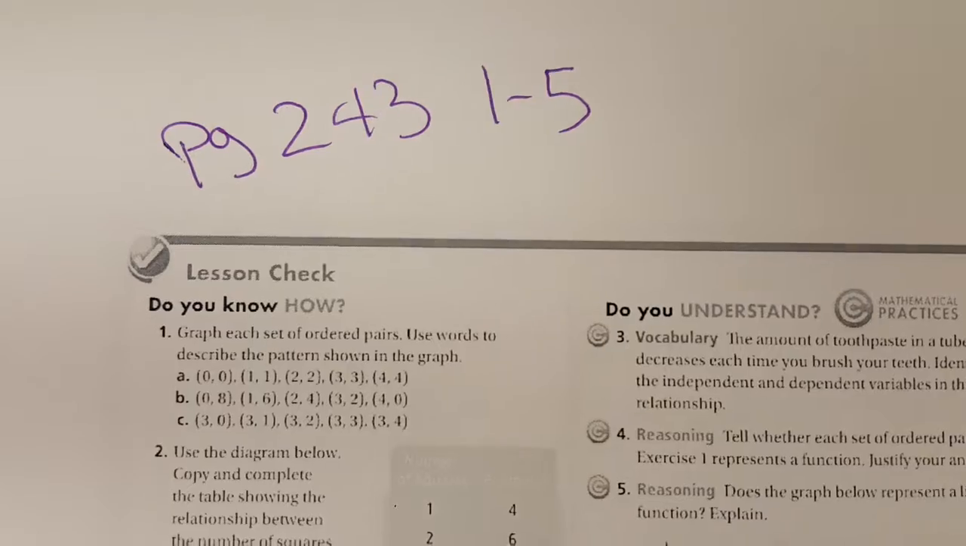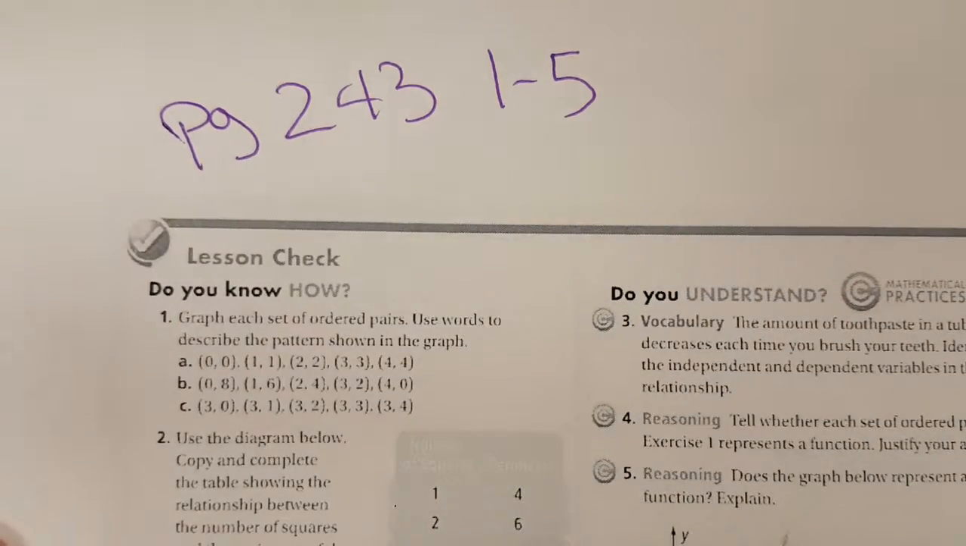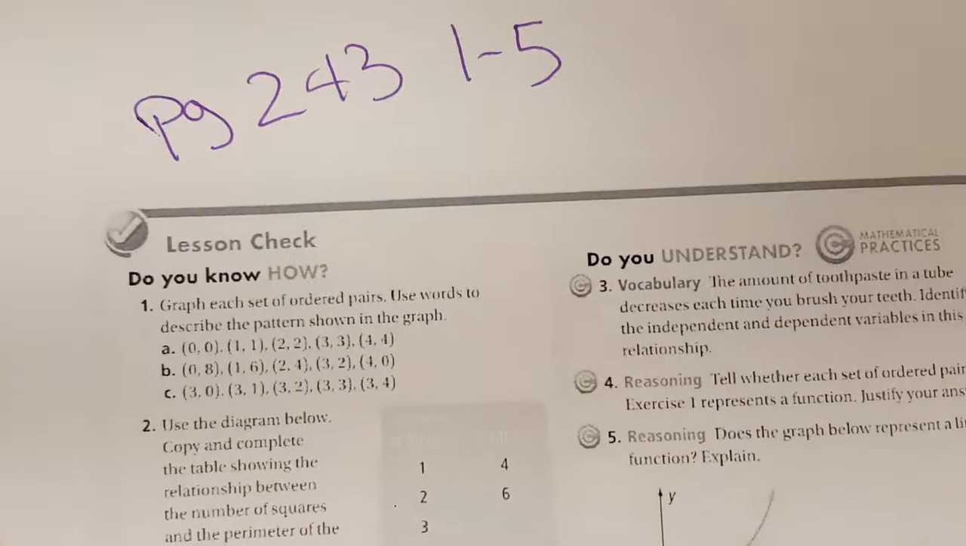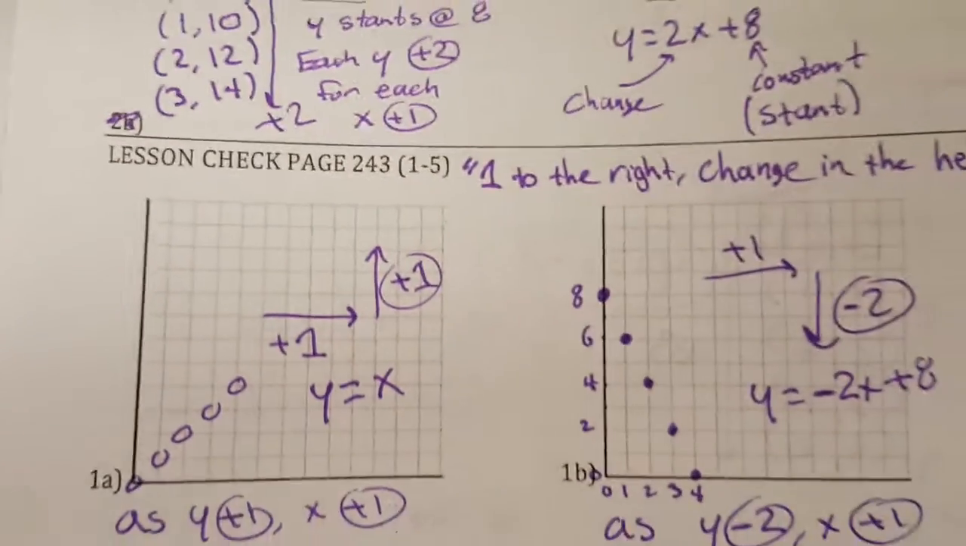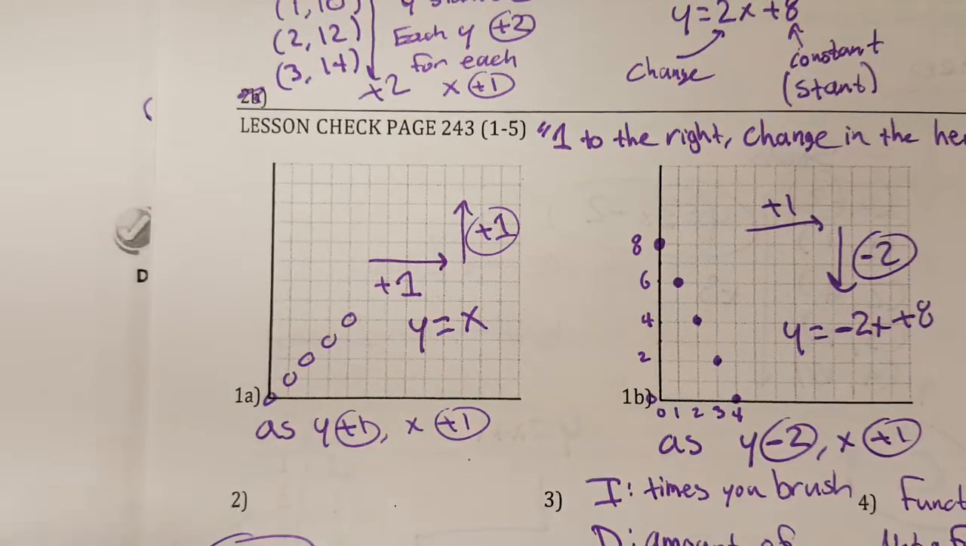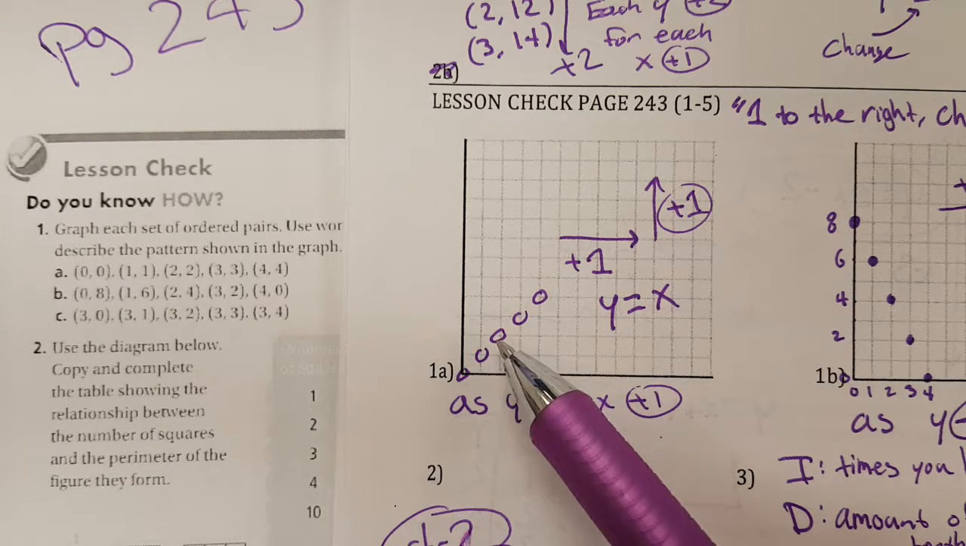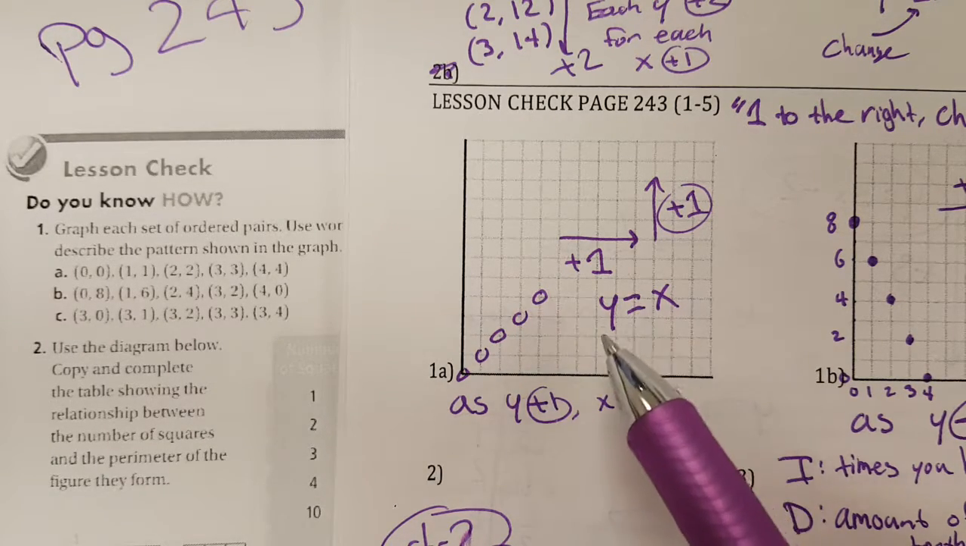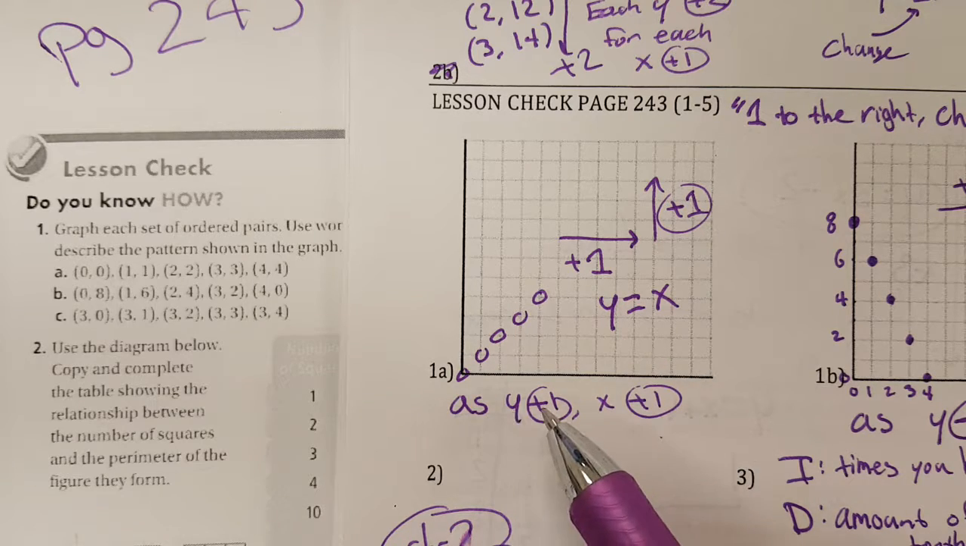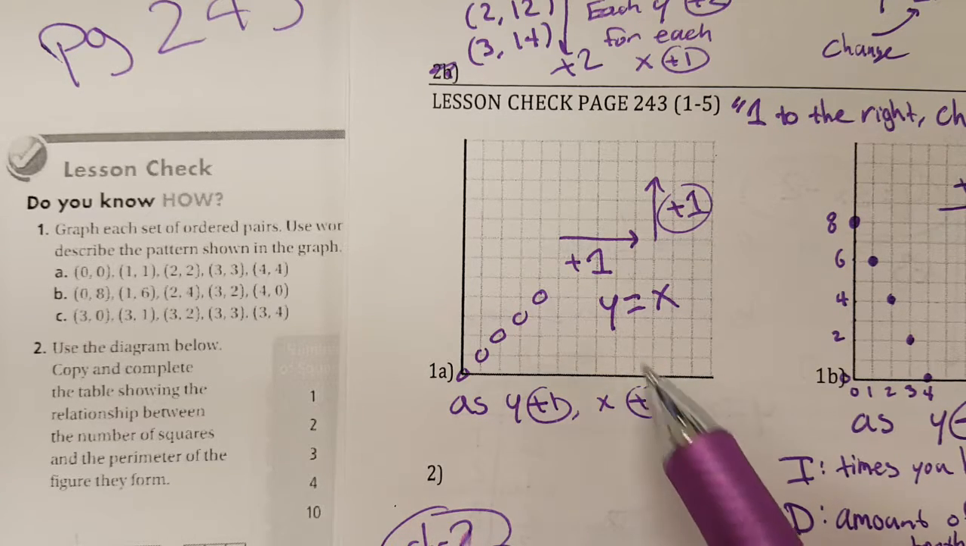Number 1, it says, graph each of the ordered pairs. Use words to describe the pattern shown in the graph. Okay, sweet. I already graphed these on our notes here. So number 1, it gave us (0, 0), (1, 1), (2, 2), (3, 3), and (4, 4). So it looks like as y increases by 1, x also increases by 1.